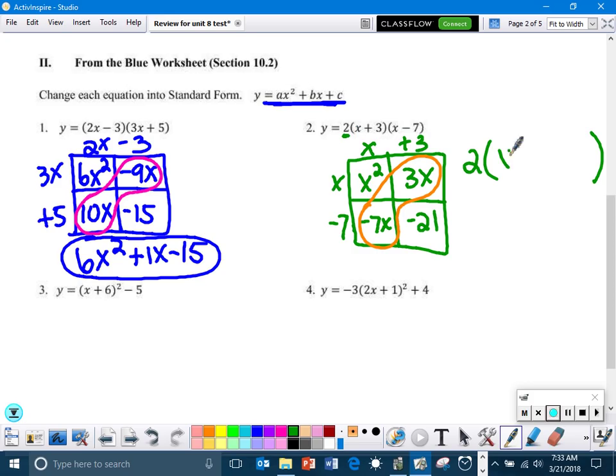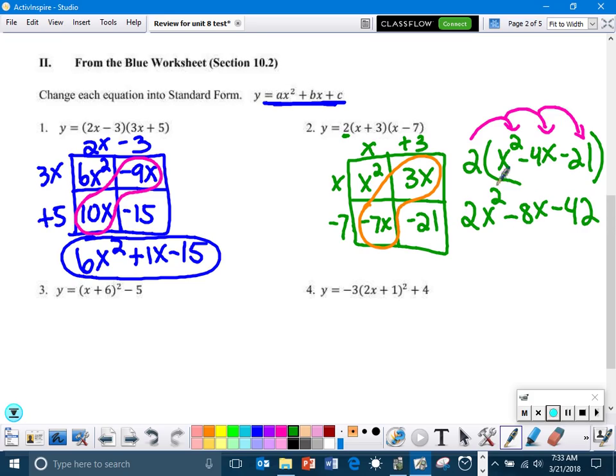So I've got x squared minus 4x minus 21. Now I need to distribute, and our final answer is 2x squared minus 8x minus 42. So again, you have to wait until the end to multiply.